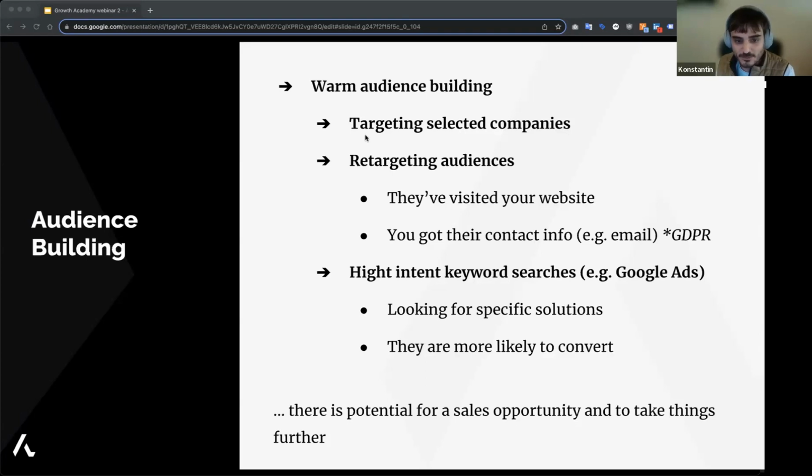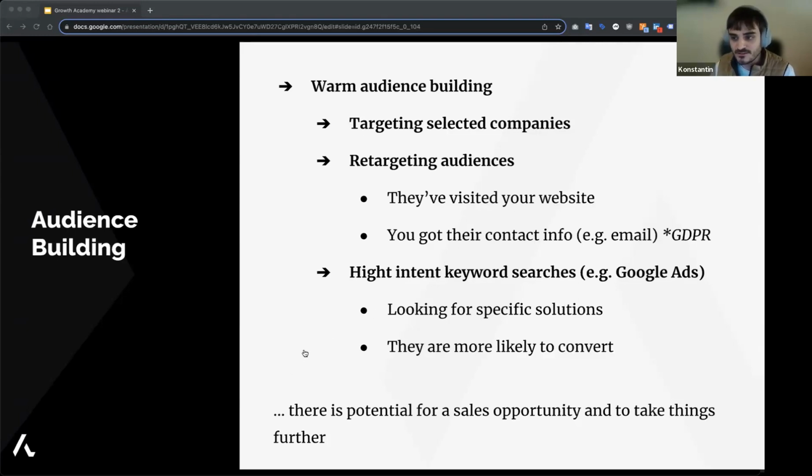Another warm audience I would like to mention, though it could be debated a little bit, is high intent keyword searches on, let's say, Google Ads. You could also mention Bing. But people on Google are looking for specific solutions and specific keywords. By doing keyword research and seeing which keywords are most likely to take the next steps, they're much more likely to convert and become a lead. So yes, there is potential for a sales opportunity and to take things further with warmer audiences.